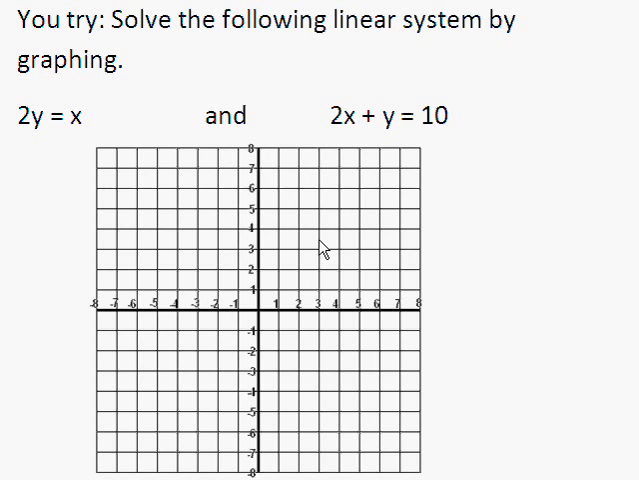Go ahead and try to solve this linear system on your own, pressing pause, and when you're ready to see the answer, please press play.